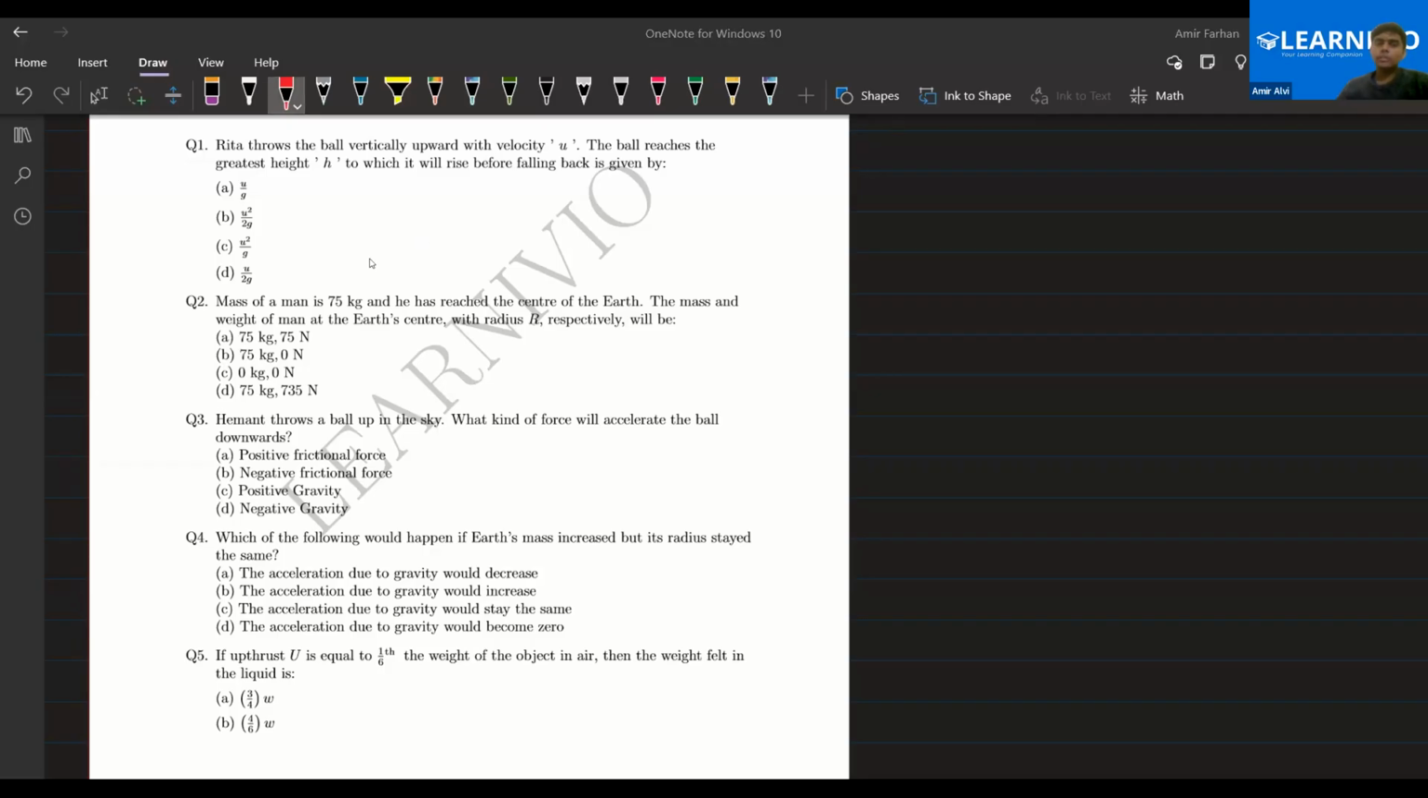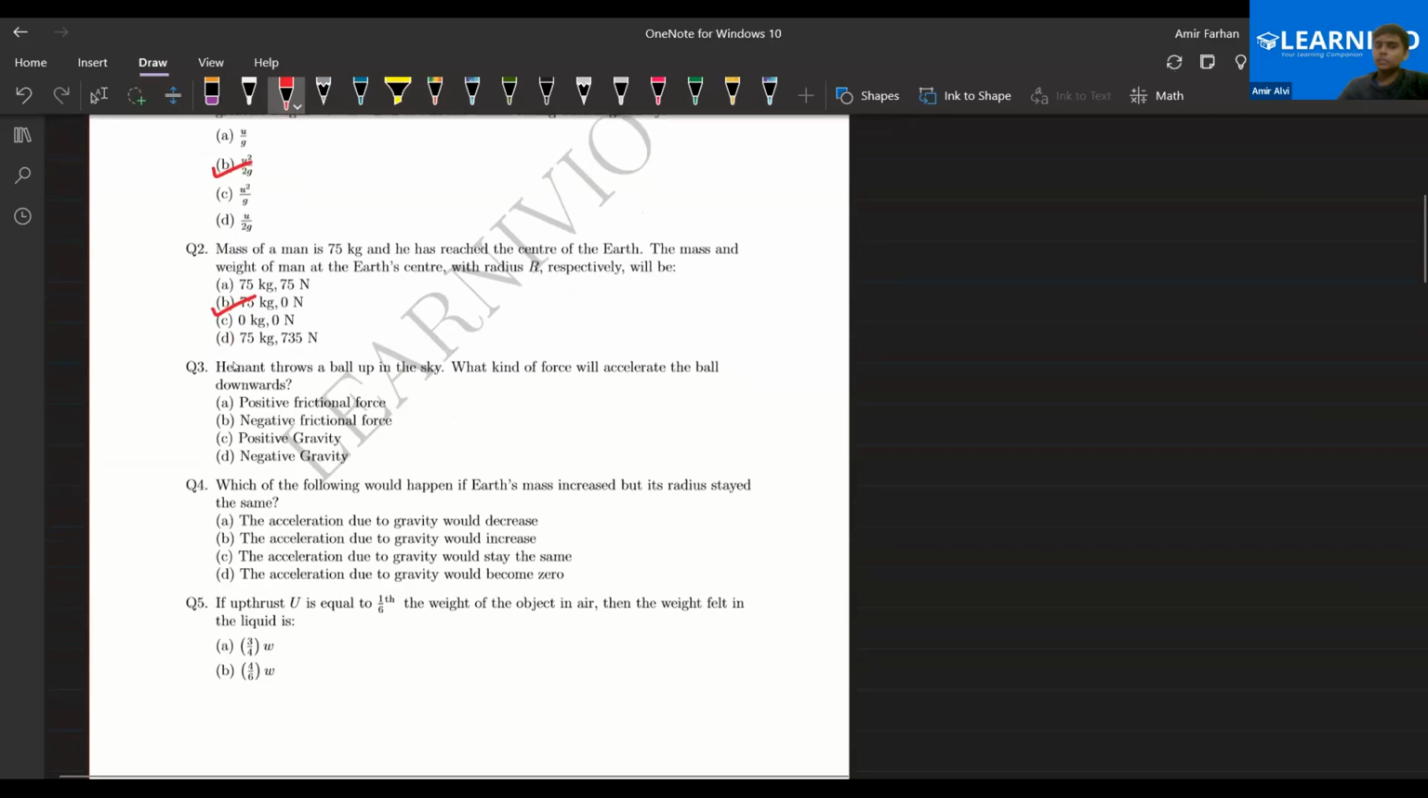These questions are very basic questions and we have already done these questions. First option would be B. Second would be B because the mass of the man is not going to change, but the weight would change at the center. That would be zero weightlessness.